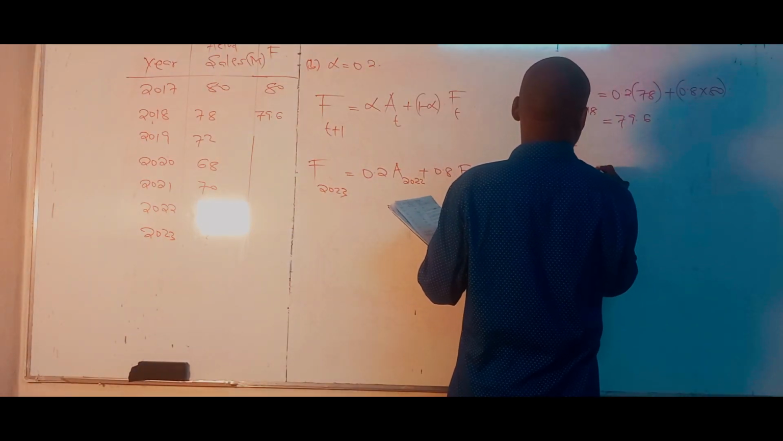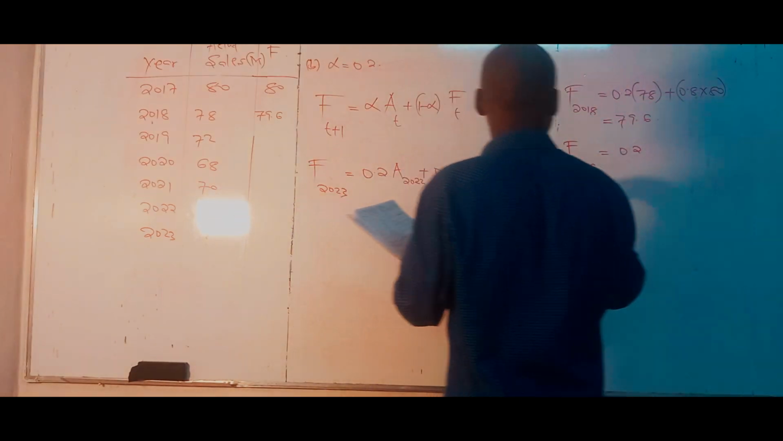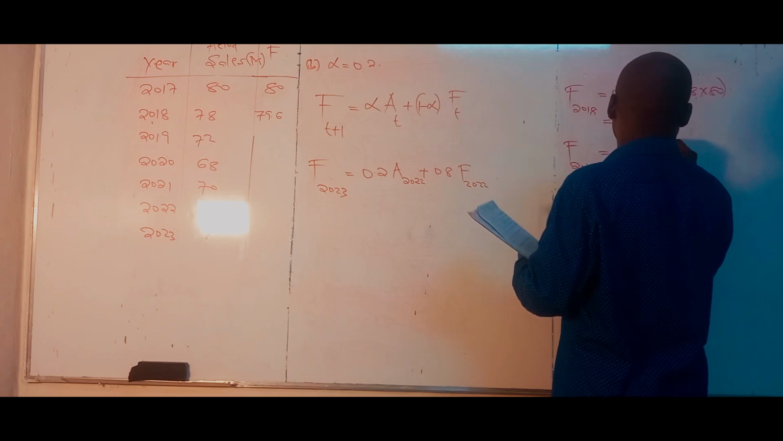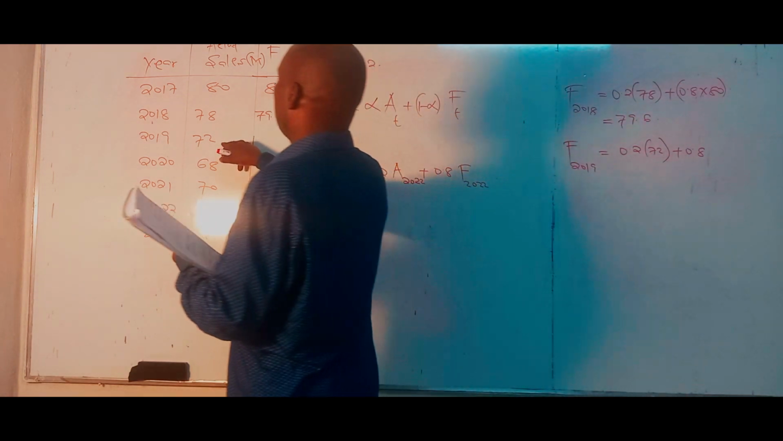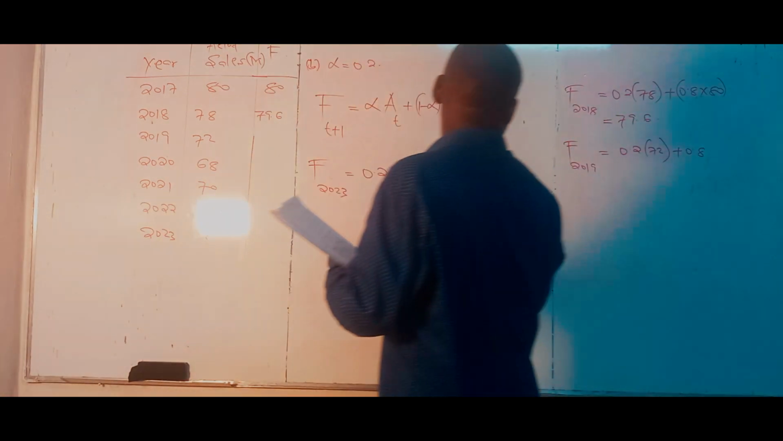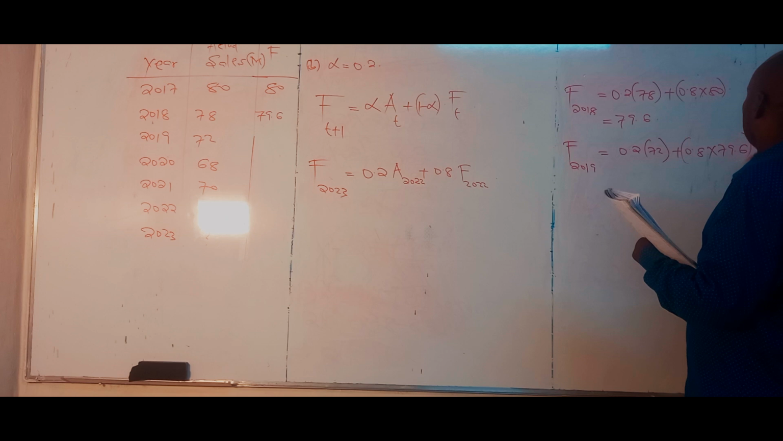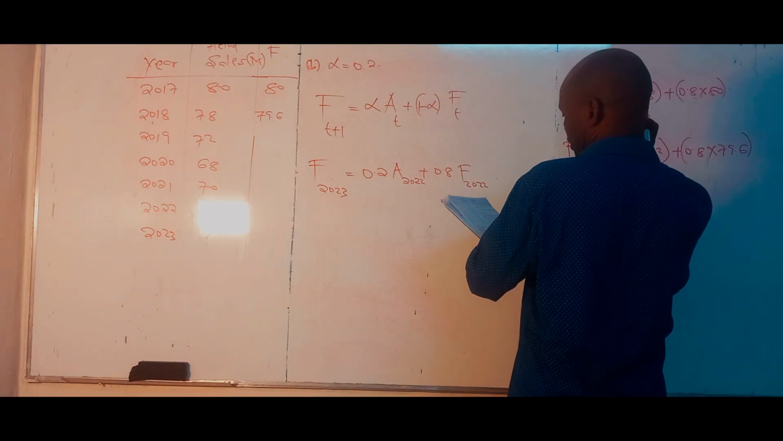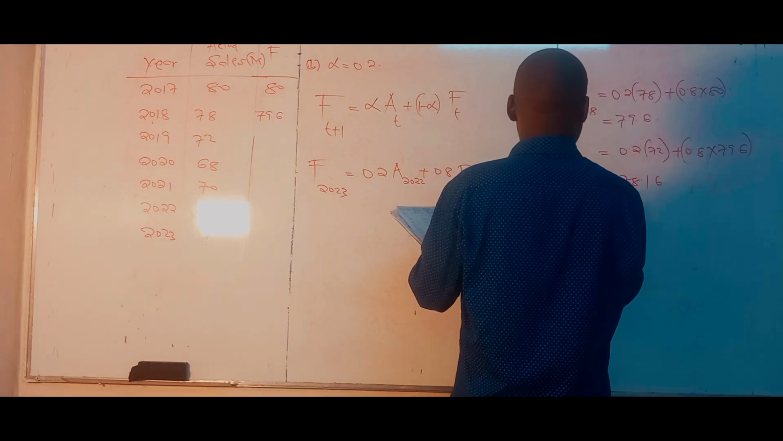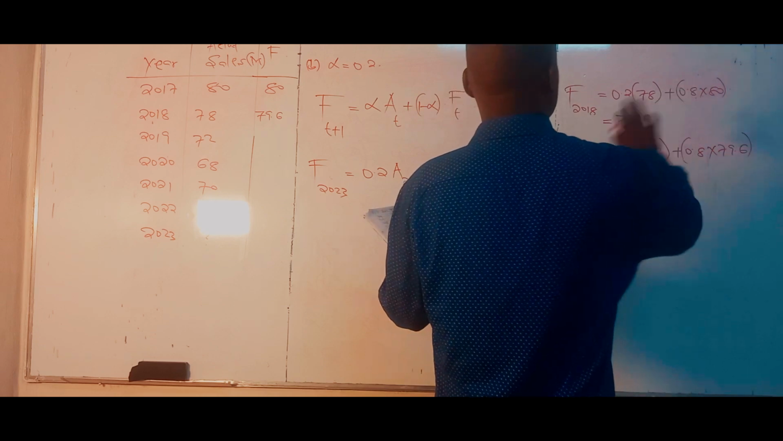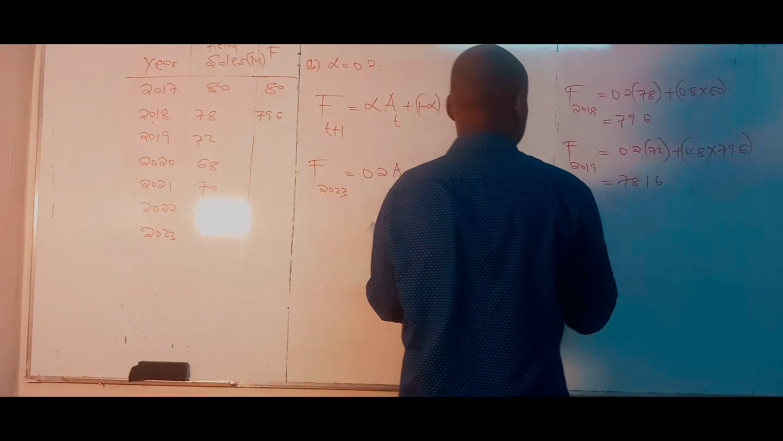Then I want the forecast for 2019. Forecast for 2019 will be 0.2 times actual for 2019, which is 72, plus 0.8 times the forecast of the year before, which is 79.6. If you work that out, you should get 78.16. Now, try to continue with the same method until you get to F of 2022.